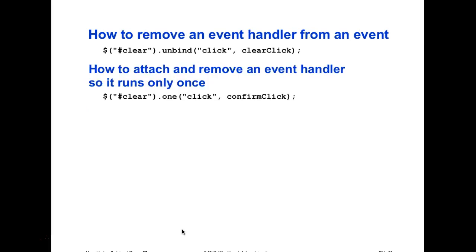Now this is how we can remove an event handler from an event. We can unbind that event handler at a given point in our script to remove that event listener. And the second example is the one event handler that only runs once. So one would automatically remove that event listener.